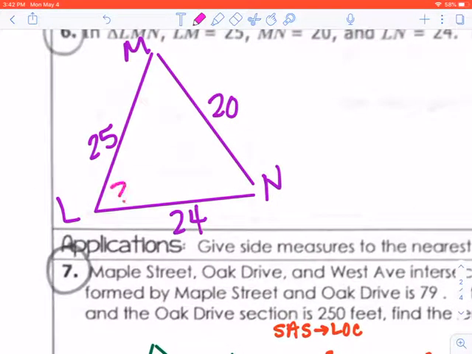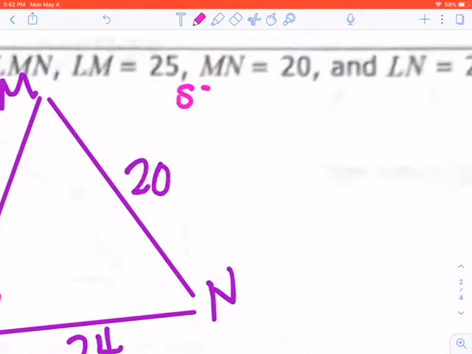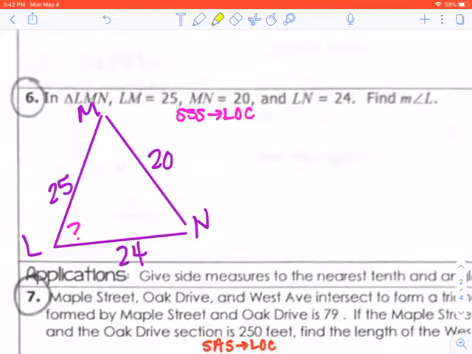Okay, this is the angle we're looking for here. Notice we have side of 25, side of 20, side of 24. That's the given information. Because you have side, side, side, it's okay to use law of cosines. Okay. All right, back to what we're looking for. We are looking for angle L here.